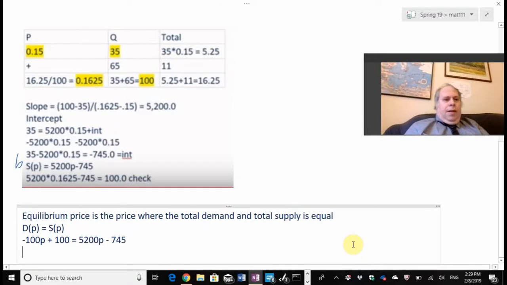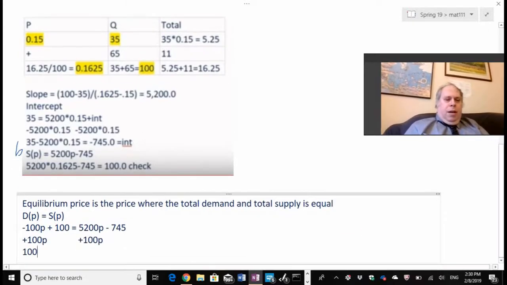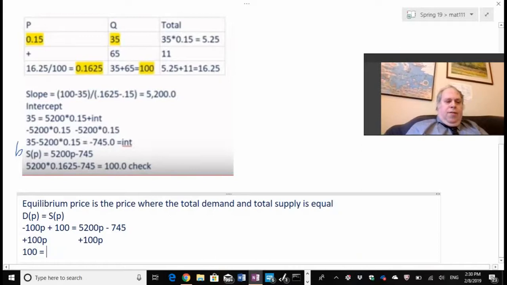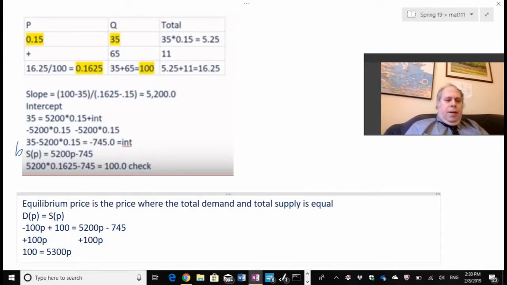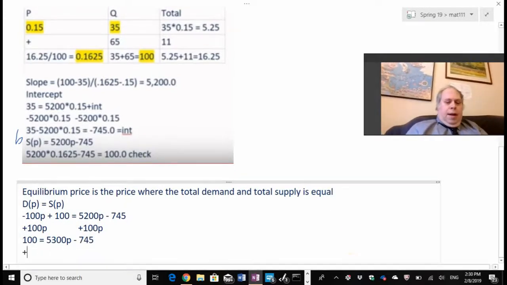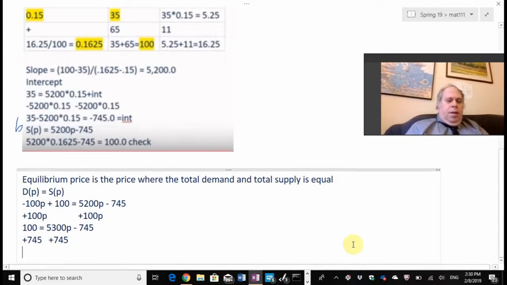Now, we just solve for p. So, I'm going to add 100p to both sides, because when in doubt, I get rid of negative numbers. We'll get 100 equals 5300p minus 745. Okay, now I'll add 745 to both sides. And I'm going to get 845 is equal to 5300p.